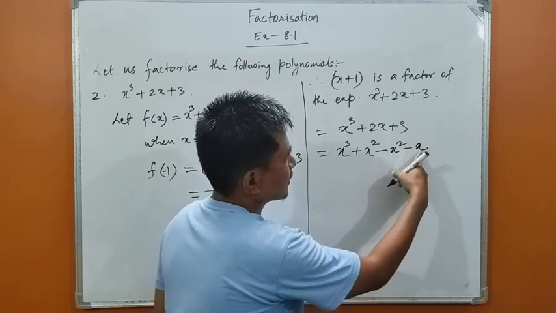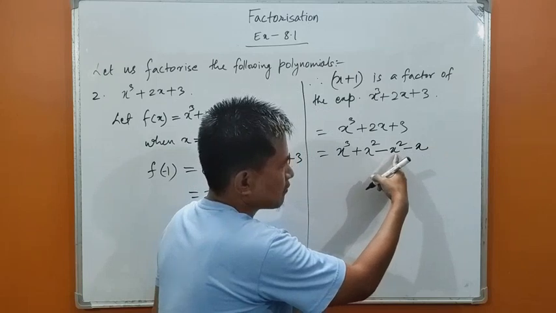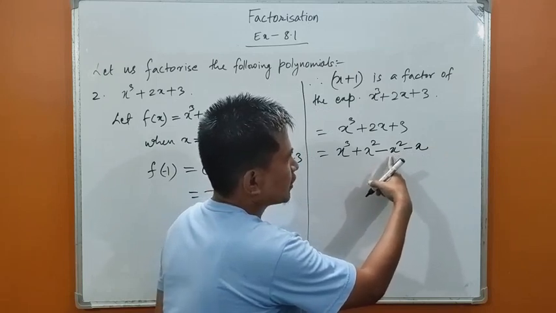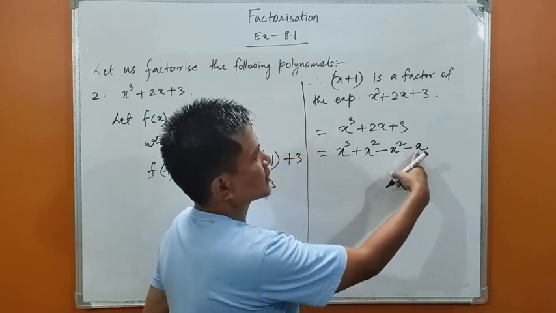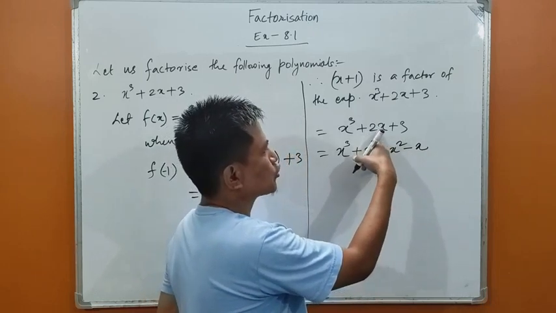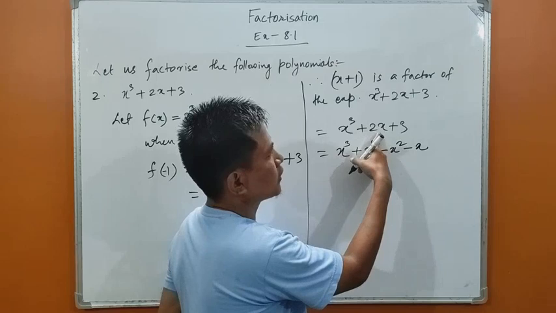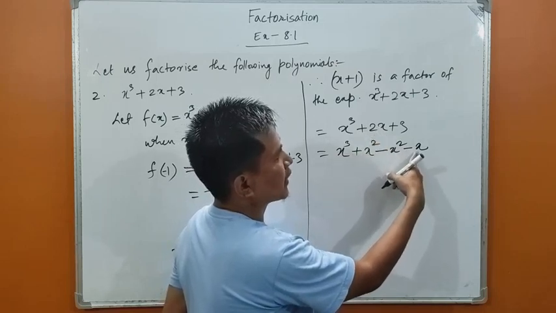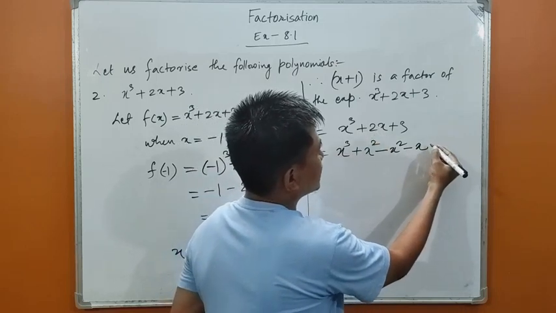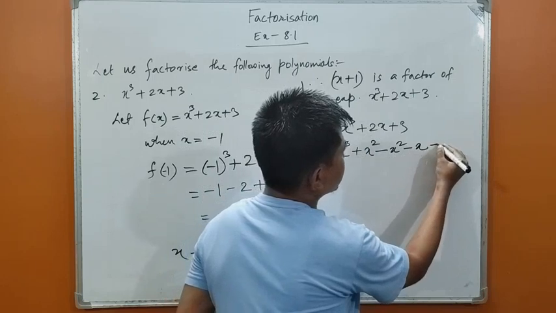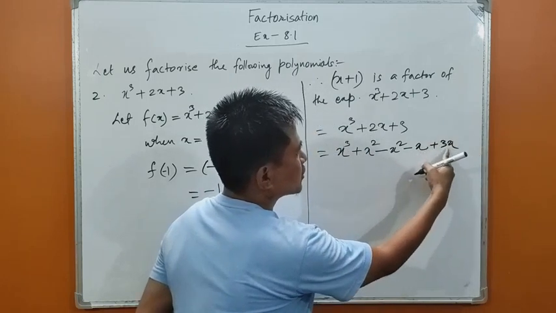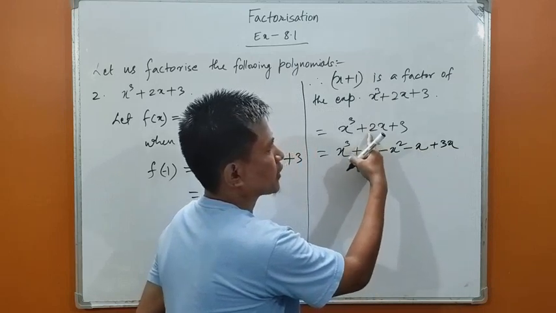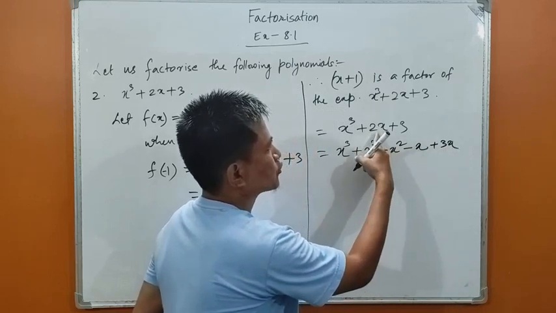Minus x square and minus x: when we take minus x common, this becomes x plus 1, isn't it? So we need to put minus x here. Now we have plus 2x here, and I have put minus x, so that means we need to put plus 3x. Plus 3x minus x becomes plus 2x.